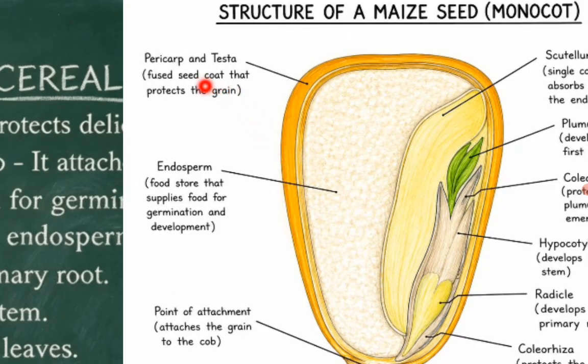So we made reference to the pericarp and testa, which is this outer part, which is basically a fused seed coat that protects the grains, especially the inner parts. And then we have the endosperm, where food is stored, and this food is supplied to the seed during germination and the further development.